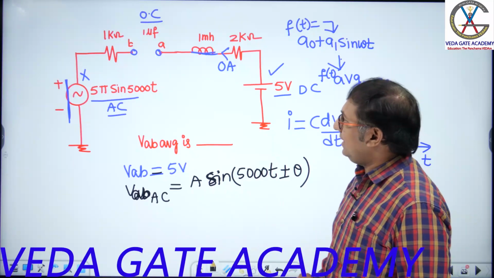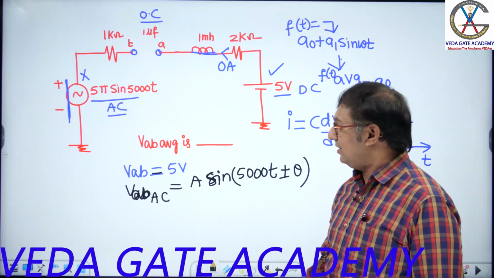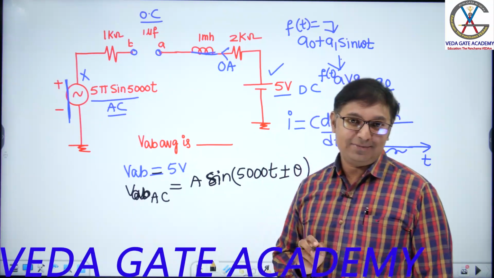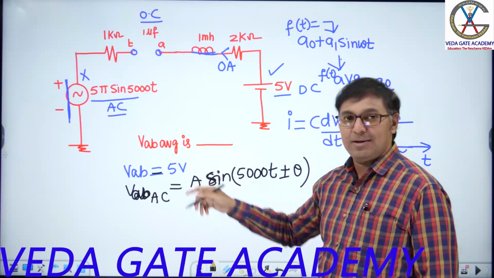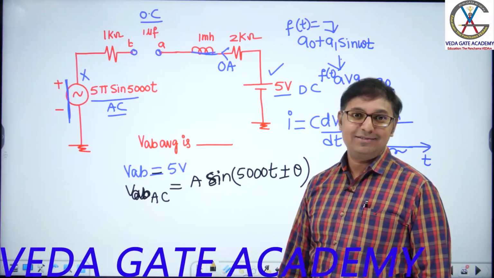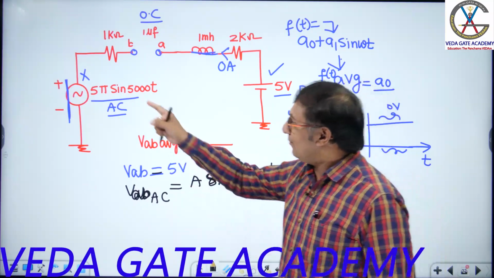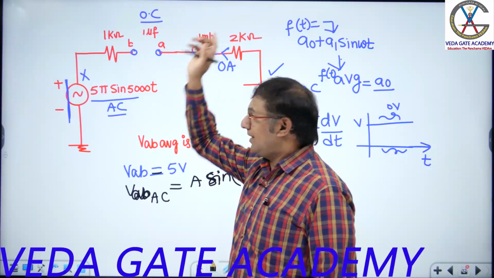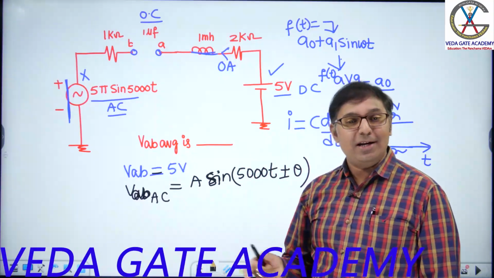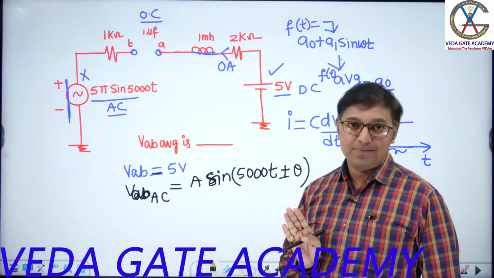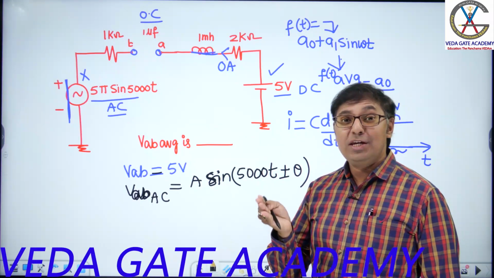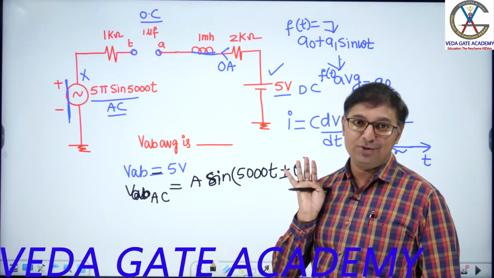So suppose for the same question, VAB average is asked, it is 5 volts. If only VAB is asked, even for an AC supply, whatever the resistive or reactive drop you are getting, that we have to calculate. Let us do that. Okay, an extra question I am giving. If VAB is asked, what do we have to do?